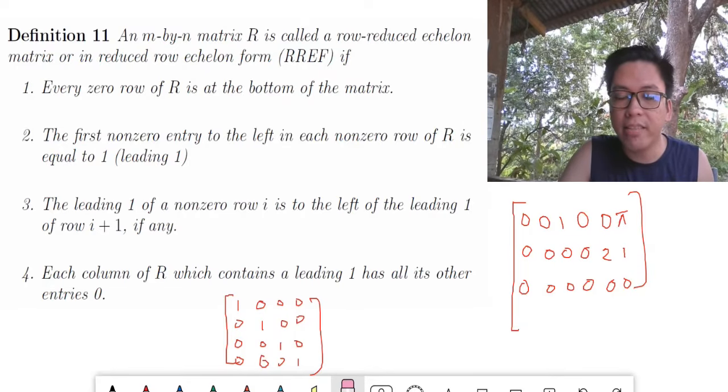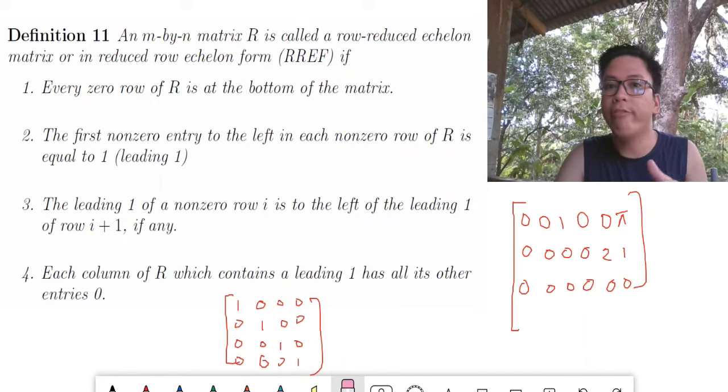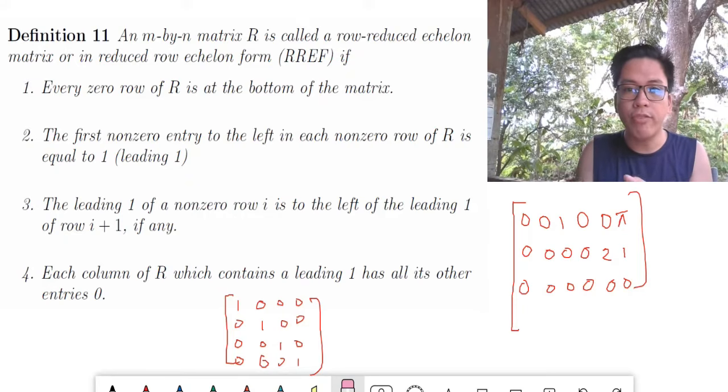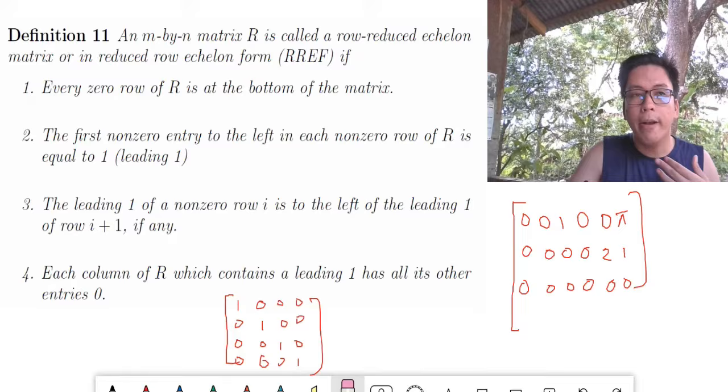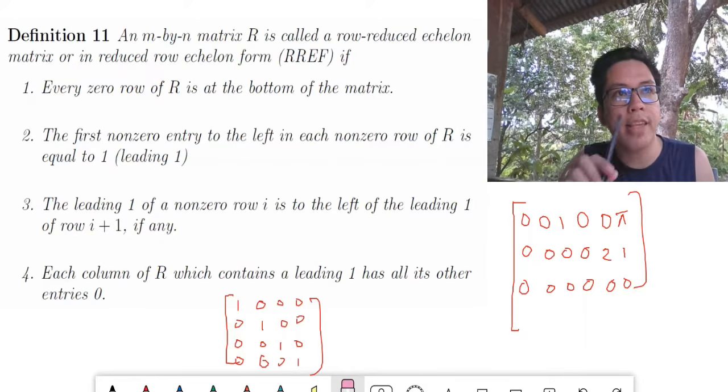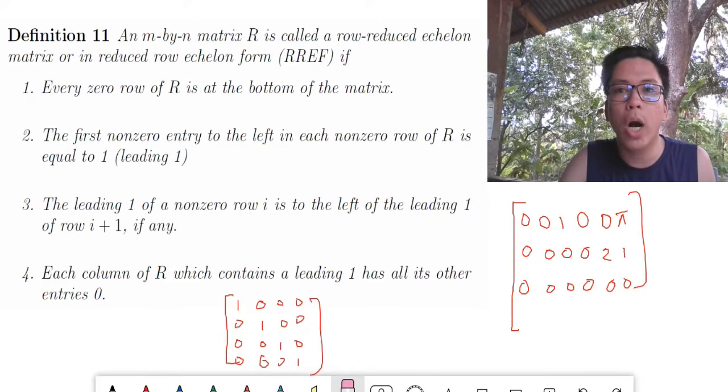Now, in the process of attaining a reduced row echelon form of a given m by n matrix, the reduced row echelon form of that given matrix is unique. However, the sequence of operations that we have done in order to achieve the reduced row echelon form is actually not unique.